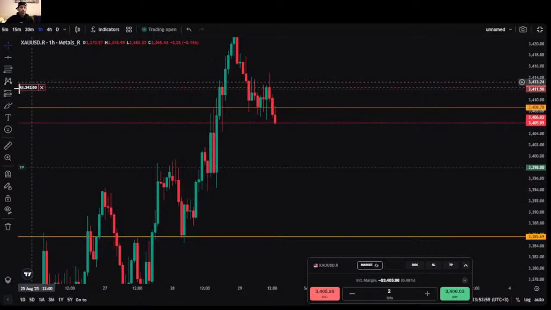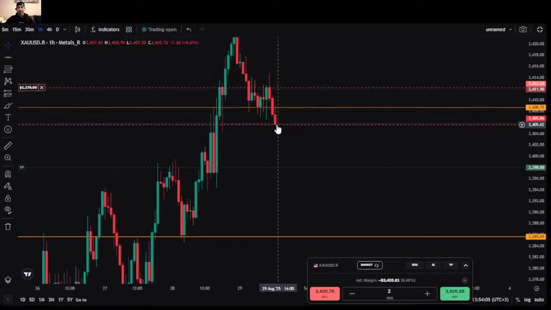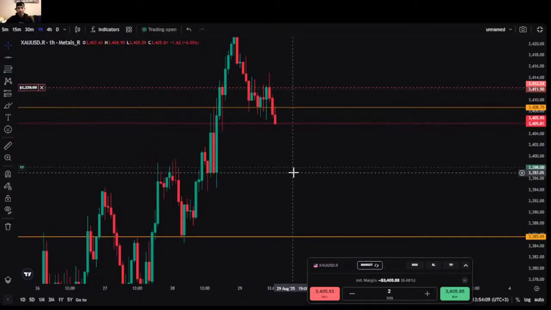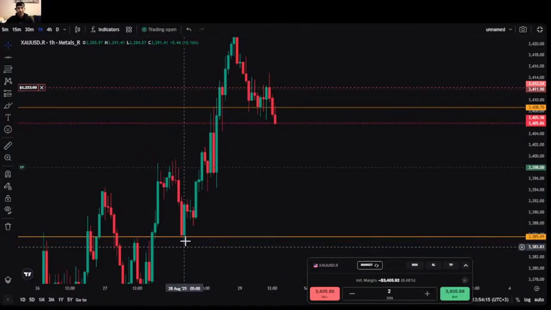We're running about 60 pips in profit here on my initial entry. I want to wait and see if we get something here. I'm expecting some sort of continuation down here. My hope is that it'll come and take out this previous day low here.